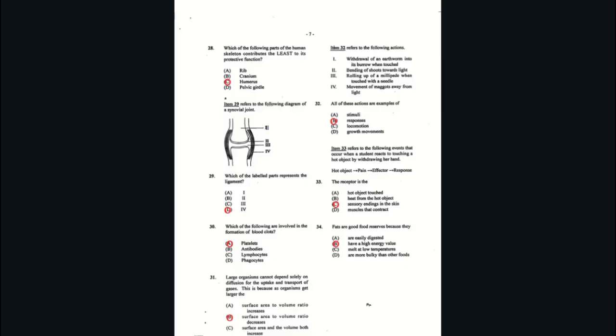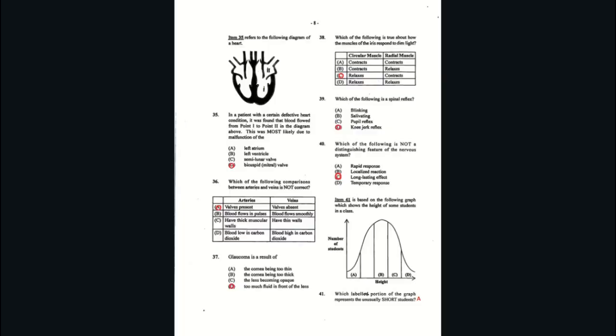And then number 34 says, fats are good food reserves because they have a high energy value. So the answer would be B. Fats and carbohydrates do kind of the same job, and we store fats in our bodies. So let's say if you starve, your body is going to start to use that fat because it can provide high energy value.